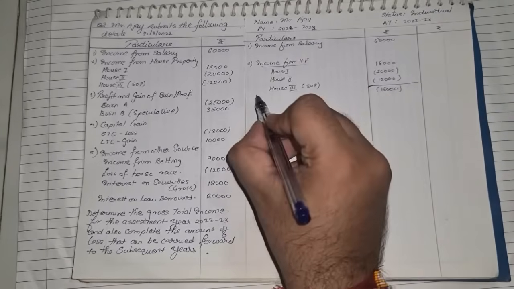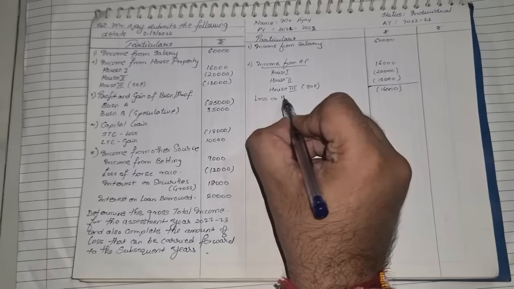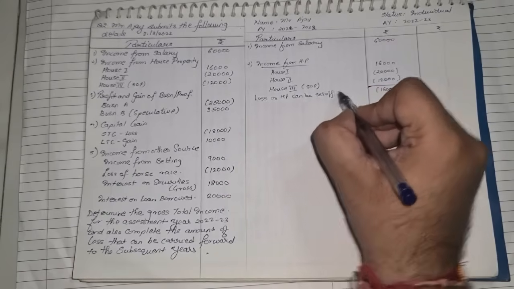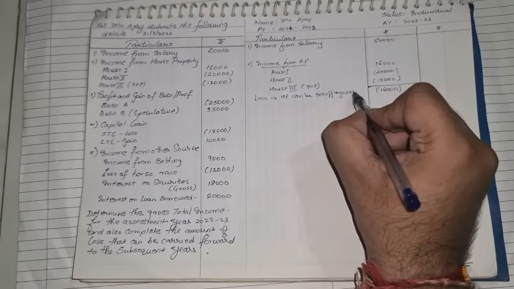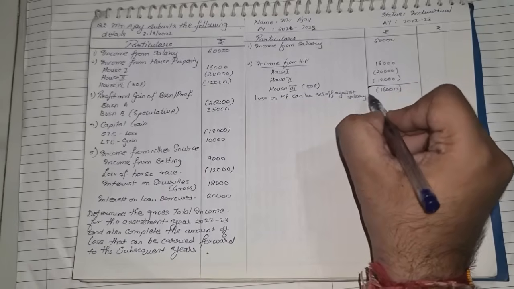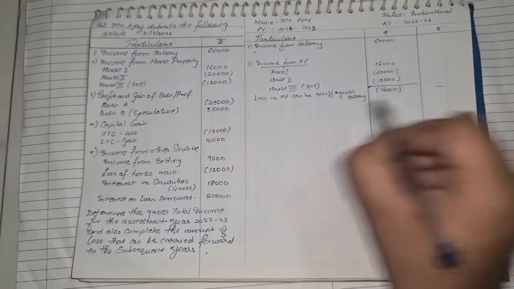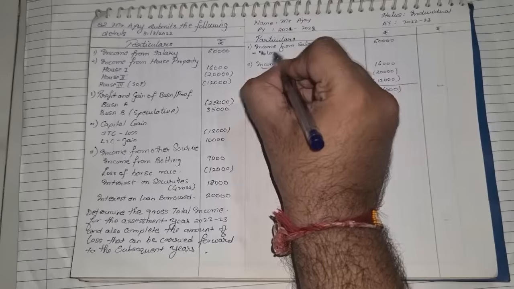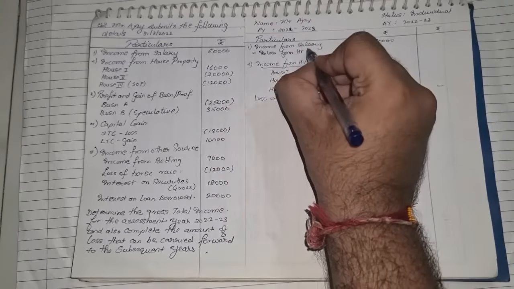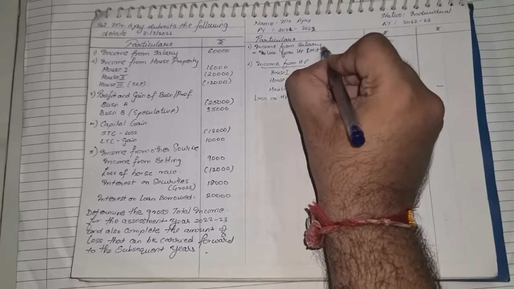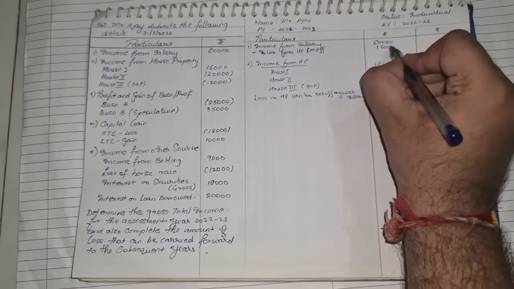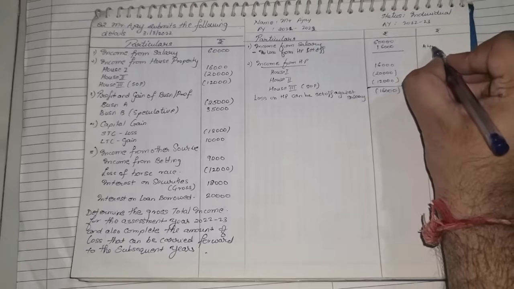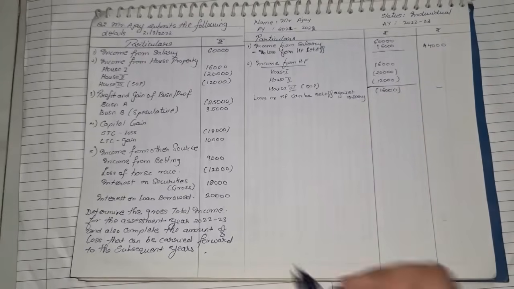Now the rule is the loss on house property can be set off against salary. So I'm going to set it off here. So this becomes set off, so this is gone nil. So I'll write it as less, this is loss from house property set off. So 16,000 will be set off. So 60 minus 16, 44,000 is your income from salary.